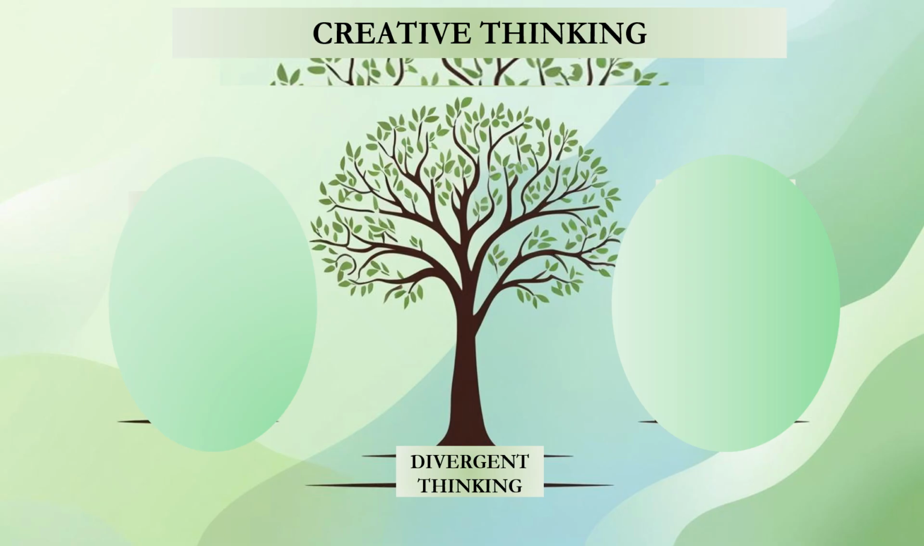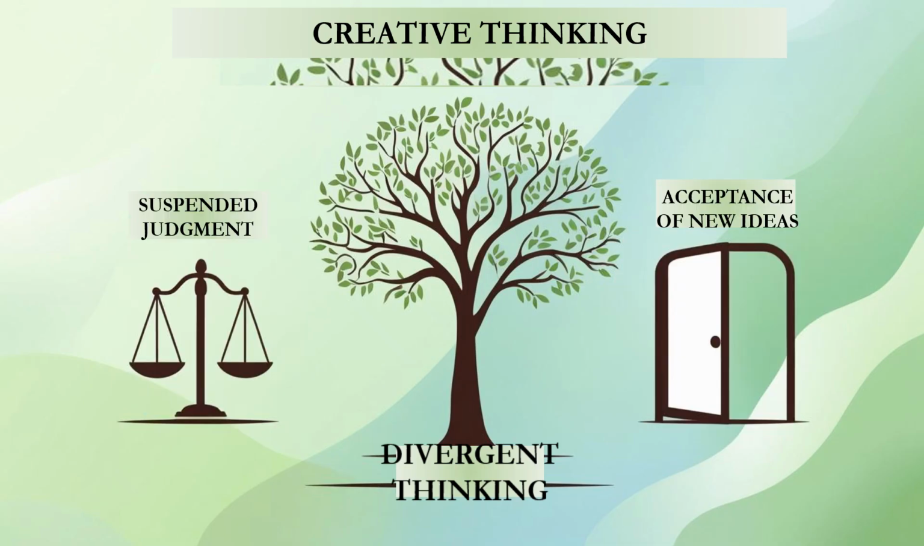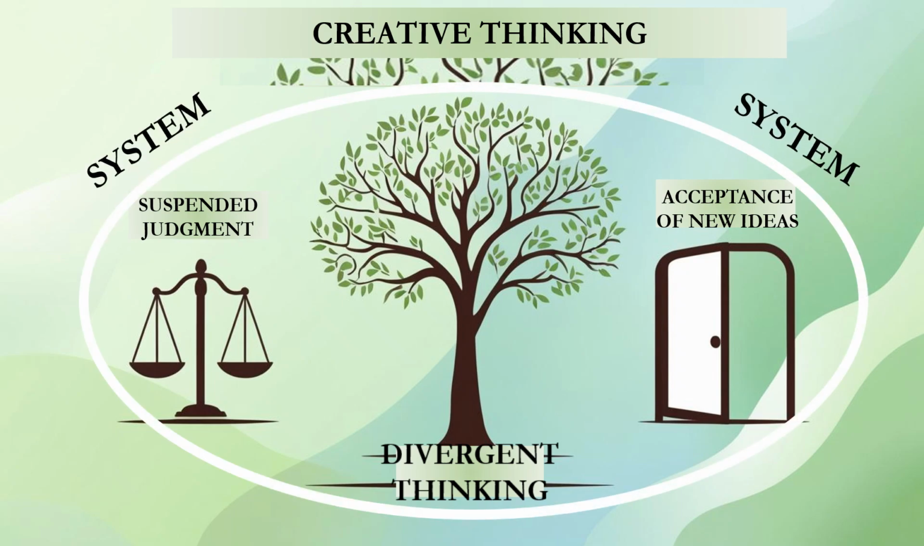The 3 rules of creative thinking complement each other and work in harmony to create the synergy needed for creative thinking. At the center is divergent thinking, supported by suspended judgment and further supported by acceptance of new ideas. The 3 together make a system. I call it the creative thinking system. Practice this and you may unlock creativity like never before.